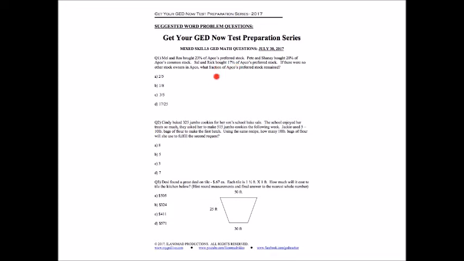Okay, so this first question here is: Mel and Roz bought 23% of APCO's preferred stock. Pete and Shanae bought 20% of the common stock. Sal and Rick bought 17% of the preferred stock. If there were no other stock owners in APCO, what fraction of APCO's preferred stock remained? So I hope that you caught right away that there's a difference between preferred stock and common stock right there.